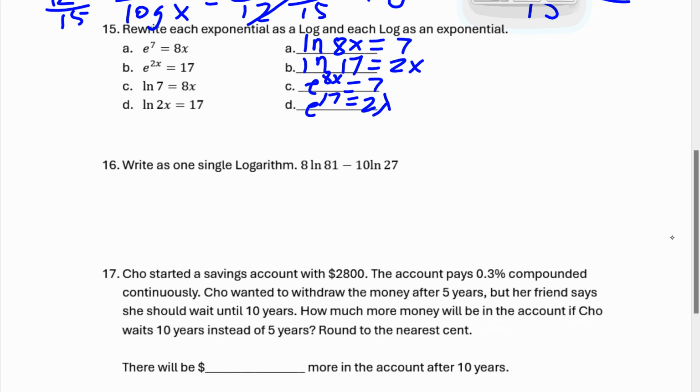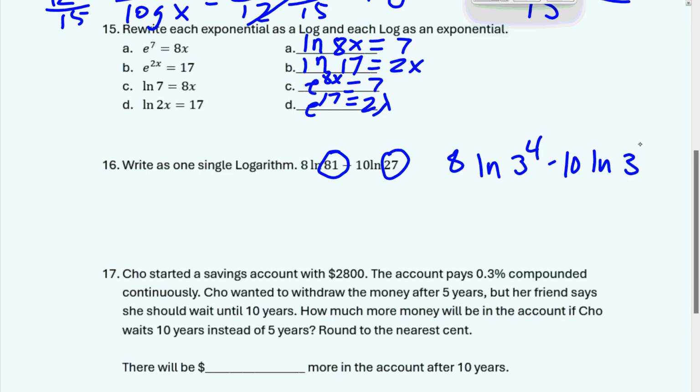And now getting down to, I'll do this two different ways, number 16. The easiest way to do this one is to rewrite 81 and 27. So same base, so I can write ln of 81 is 3 to the 4th minus 10 ln of 3 raised to the 3. So I can bring the 4 out front and the 3 out front there. So 8 times 4 is 32 ln of 3. And this would be minus 30 ln of 3. Now they're both ln's of 3, so now I can just subtract and I get 2 ln of 3.